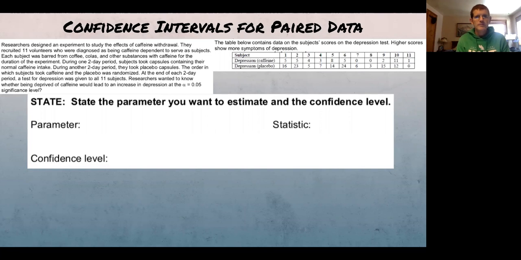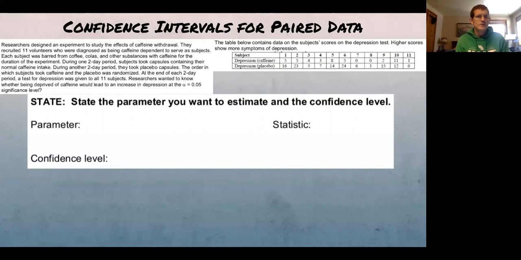I think this might actually be set up as a test, but we're going to make it into a confidence interval. It doesn't matter. Each subject was barred from coffee, colas, anything with caffeine for a certain amount of time. Then during one 2-day period, they took capsules containing their normal caffeine. Another 2-day period, they took placebo capsules. Then the order in which the subjects took caffeine and placebo was randomized. At the end of each 2-day period, a test for depression was given to all 11 subjects.